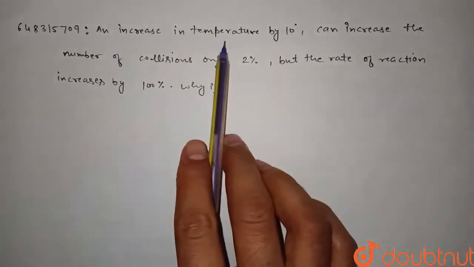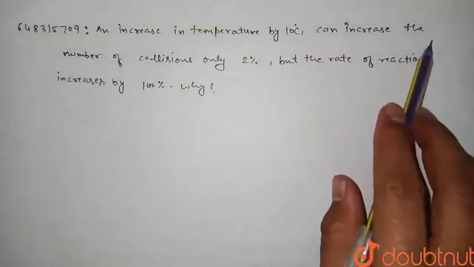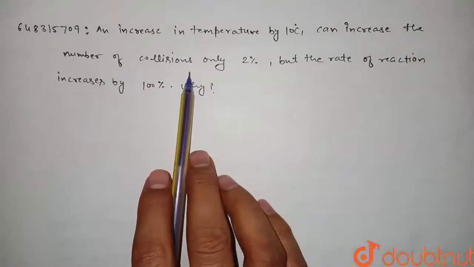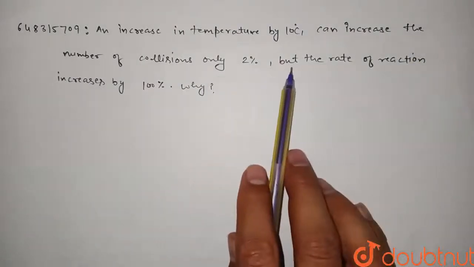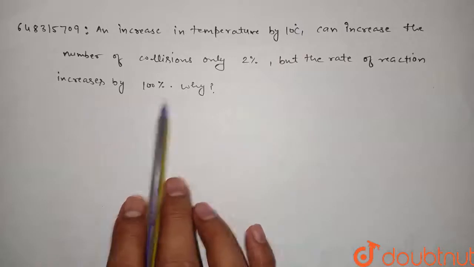Hi guys, here is the question. An increase in temperature by 10 degrees Celsius can increase the number of collisions by only 2%, but the rate of reaction increases by 100%. Why?